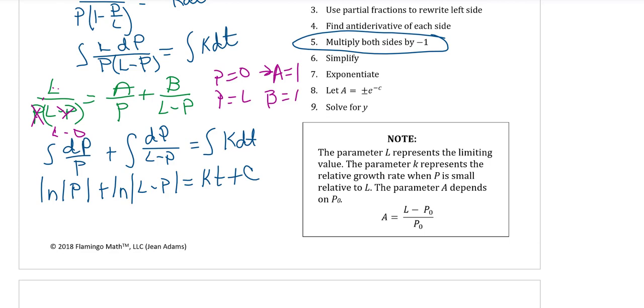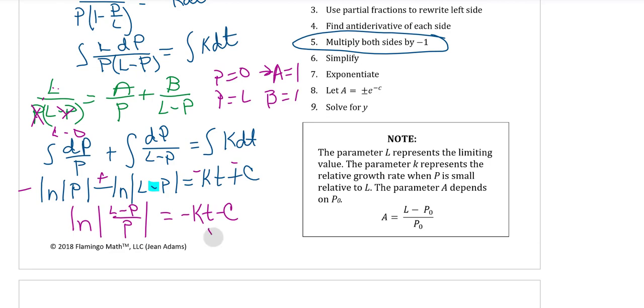So when I do that, what happens is that ln of p becomes negative. Actually, I'm sorry, this should be a subtraction here because I have this negative sign. So I want this to now be a positive, so that makes these two a negative. Okay? So what I get then is I can write this in this form, ln of L minus p over p equals negative kt minus c.